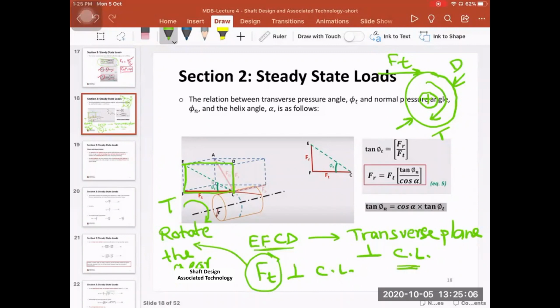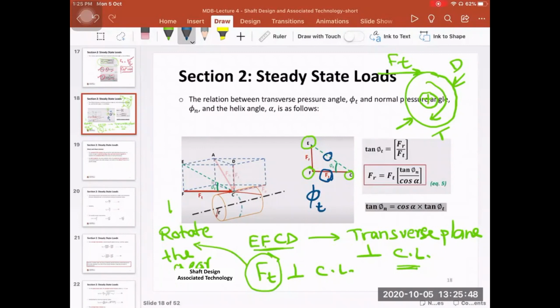Right. So in this EFCD plane that is perpendicular to the center line, if we take this triangle, which is EFC, let me just clear this so that you can see it. So let's take EFC. If you connect this E point to C point, this is going to be in the plane, and the angle between this line and the force Ft is called phi t. So phi t here is nothing but the transverse pressure angle.